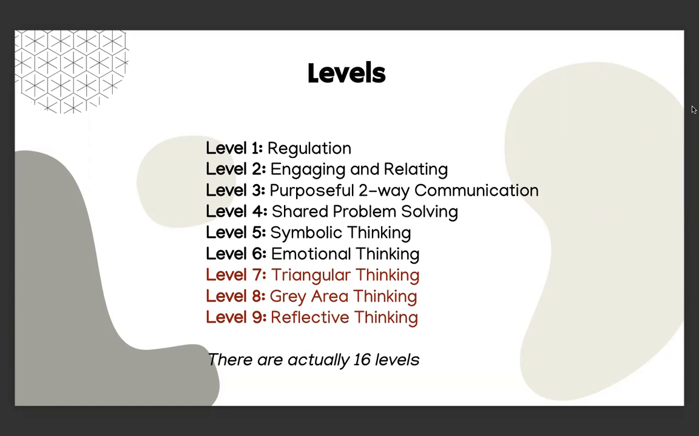Level 5 is symbolic thinking or using symbols to create emotional ideas. And this typically develops between 18 to 48 months of age. And level 6, emotional thinking, is logical thinking and building bridges between their ideas. And this typically presents anywhere between 1 to 4.5 years old.